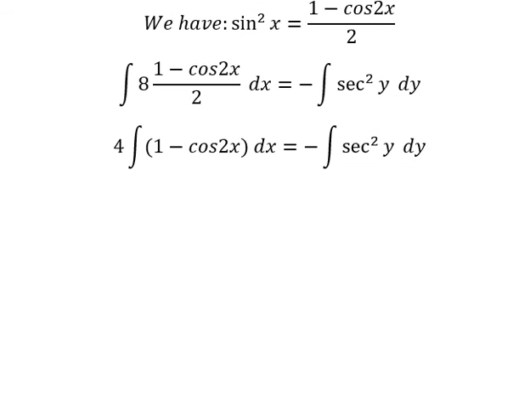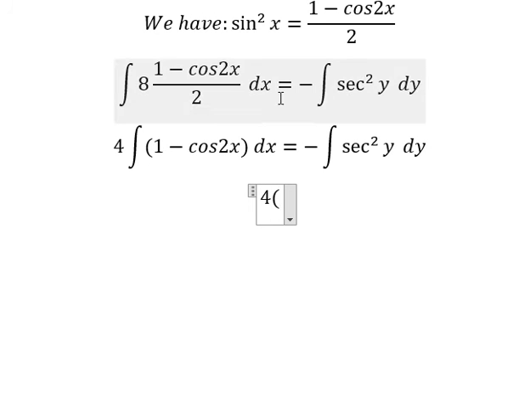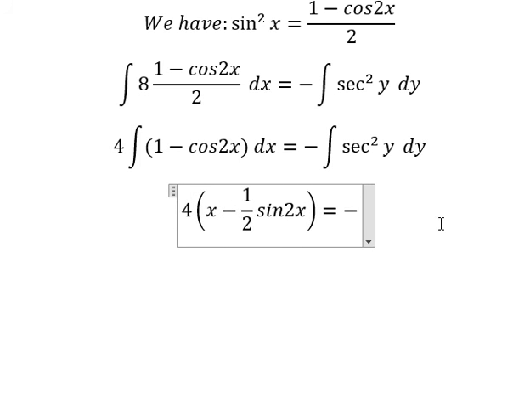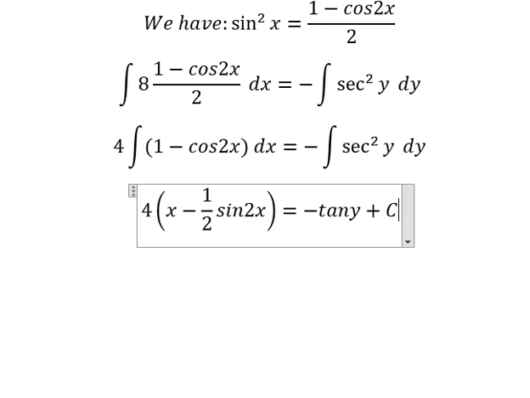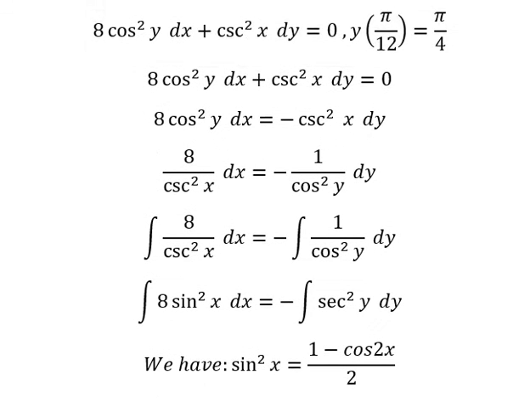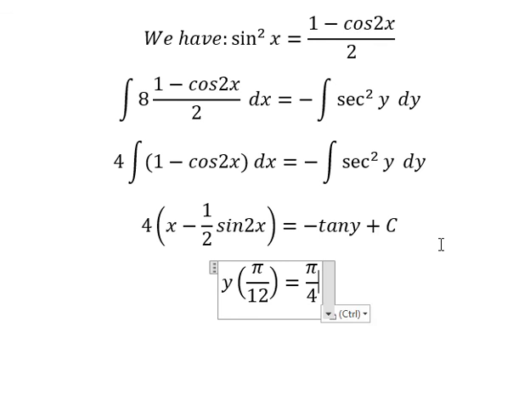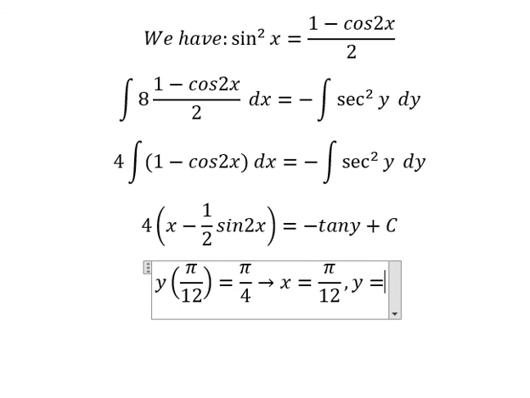Now, the integration of number 1, we have x. Cosine 2x, we have 1 over 2 sine 2x. This one we have tan y, and I will put plus c. Now we have the conditions, that means when x equals pi over 12, y equals pi over 4.